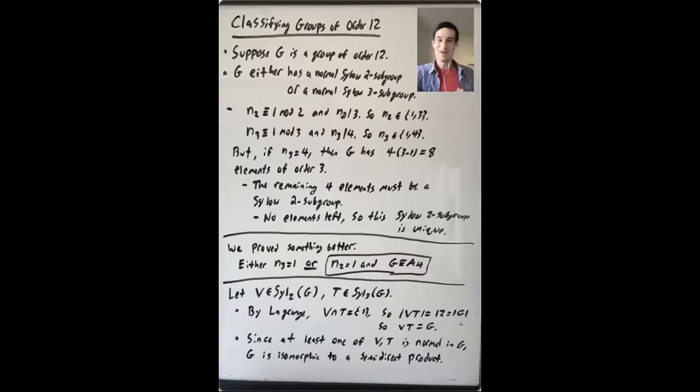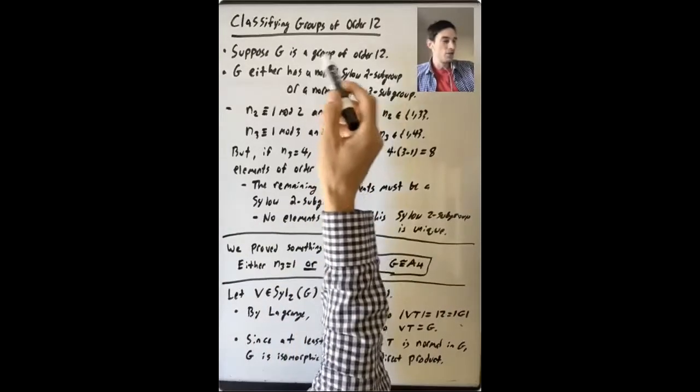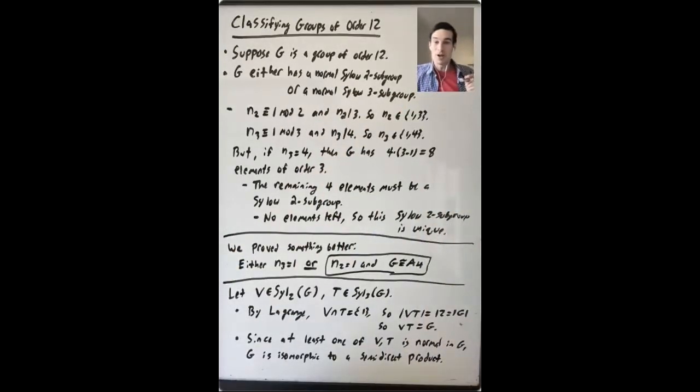In this video, we'll discuss how to use what we know about semidirect products to classify groups of order 12. This is an example we've talked about a lot already, so let me first review what we know. If G is a group of order 12, we showed that either G has a normal Sylow 2-subgroup or it has a normal Sylow 3-subgroup.